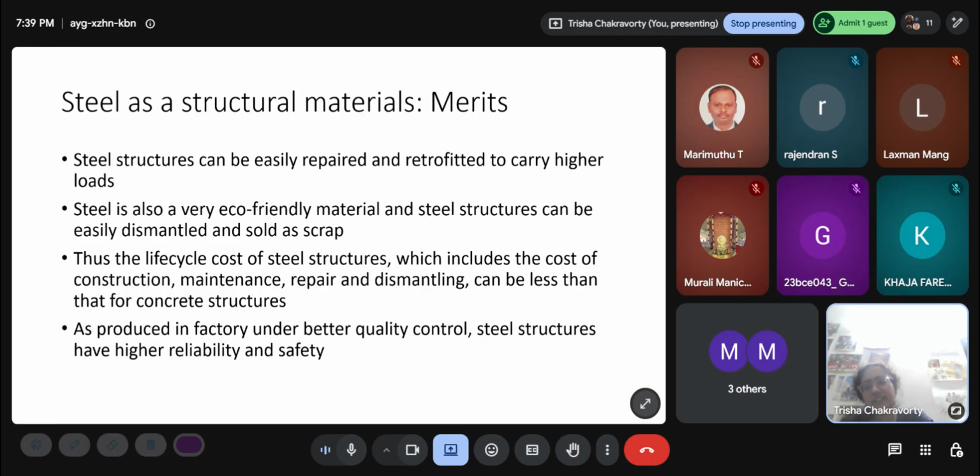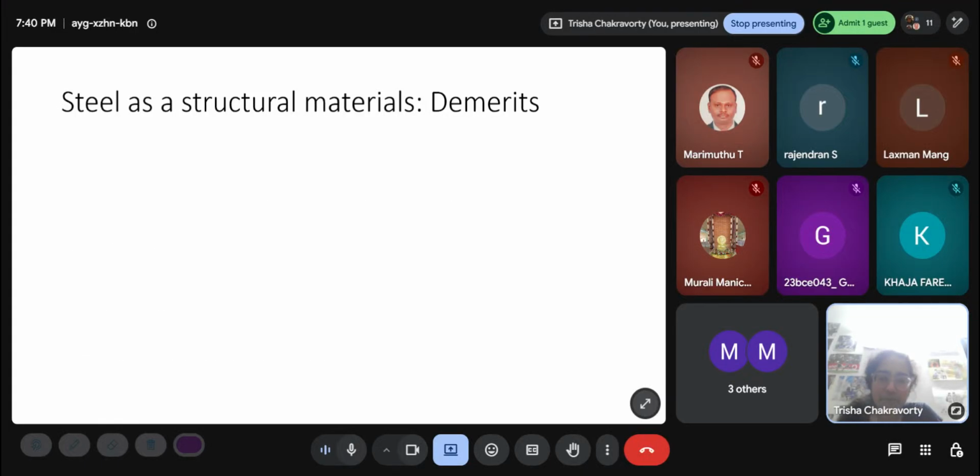So naturally, the more quality control you have in place, the higher the reliability will be. Steel elements are usually made in a factory, where there is a lot more supervision and quality control, so it will have more reliability than if you are mixing the concrete at the site and just casting it. You can see that it's much harder to control. So as produced in a factory under better quality control, steel structures have higher reliability and safety.